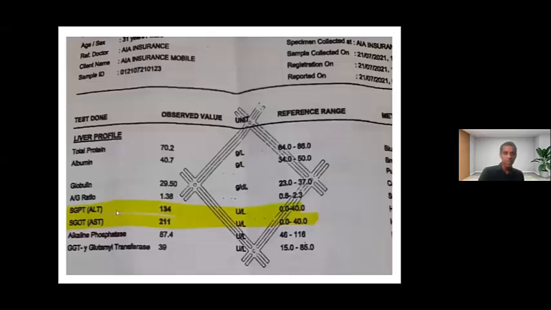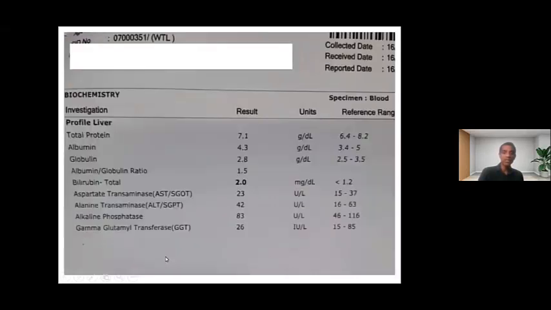So what are the striking features? There is about a 4 times elevation of SGPT and the SGOT around 9 times. So there's a very high SGOT compared to the SGPT level. But the rest of the liver panel looks fairly normal.